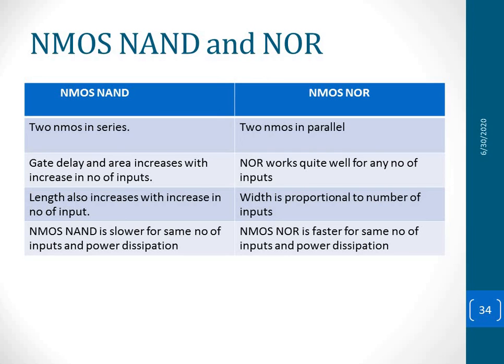NMOS NAND is slower for the same number of inputs and power dissipation. NMOS NOR is faster for the same number of inputs and power dissipation.